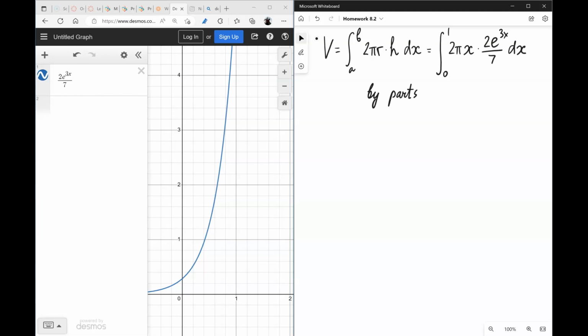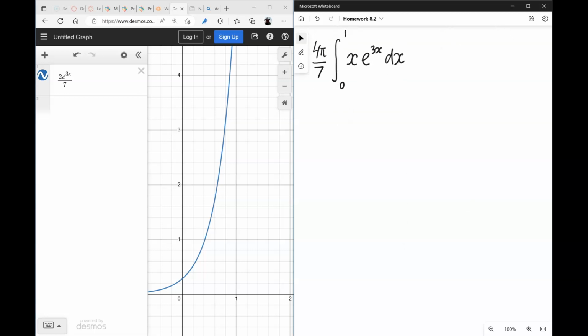So I'm going to let u be 2 pi x, then du is 2 pi dx, dv is going to be, actually, you know what, let's not do it. Let's do some cleaning here before we start dealing with all those u's and v's. So my actual problem that I'm interested in is this. 4 pi over 7 is out. This is all I have. That's it. This is the problem.